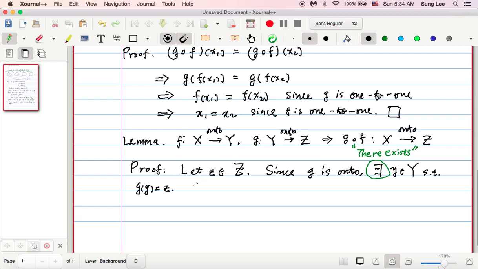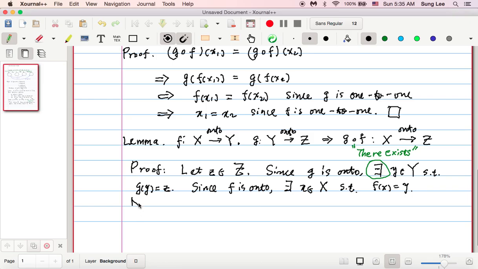Now, we also know that by the condition given, f is onto. So since f is onto, we also know that there exists an element x in the domain X of f such that f of x equals y.